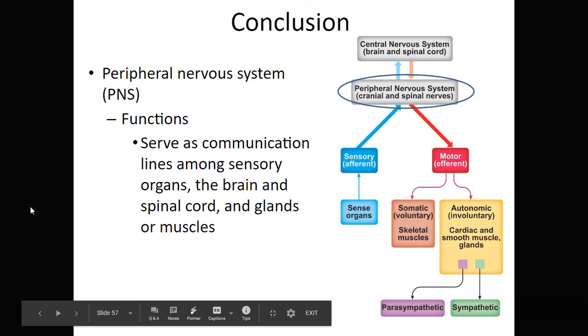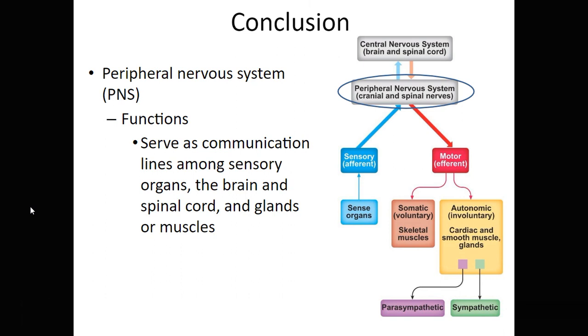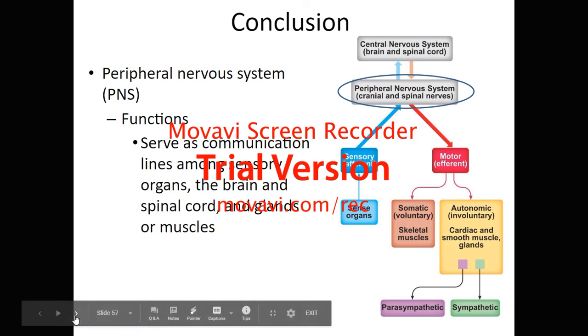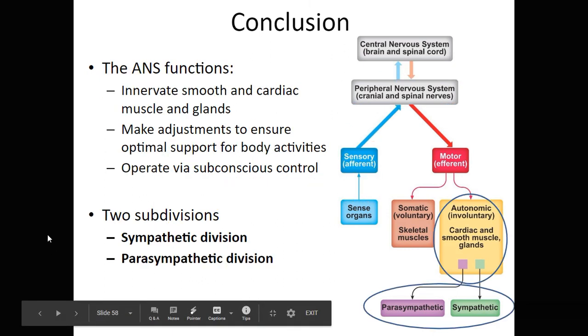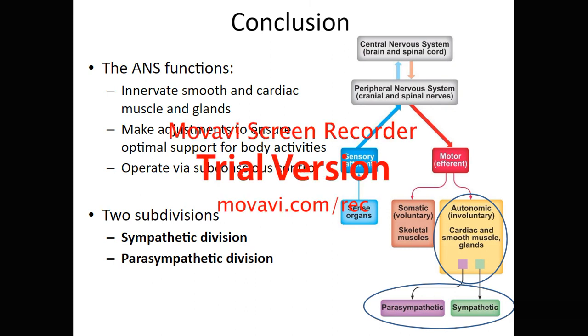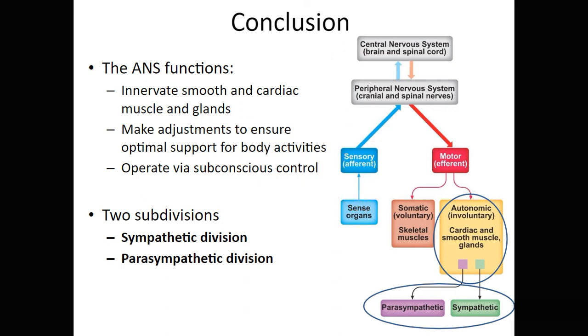All right, so conclusion. The peripheral nervous system serves as communication lines among sensory organs, the brain, the spinal cord, and glands or muscles. The autonomic nervous system innervates smooth and cardiac muscles and glands, makes adjustments to ensure optimal support for body activities, and operates via subconscious control. And two subdivisions of the autonomic nervous system: the sympathetic division, which is your fight or flight, and the parasympathetic, which is your rest and digest.